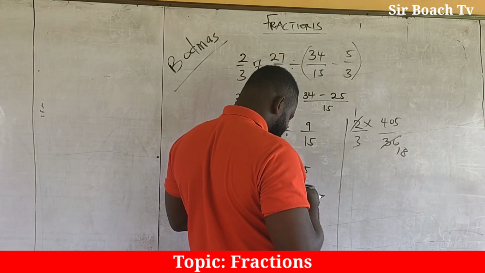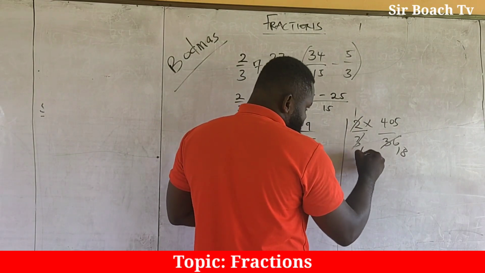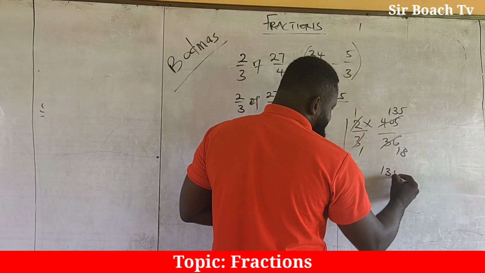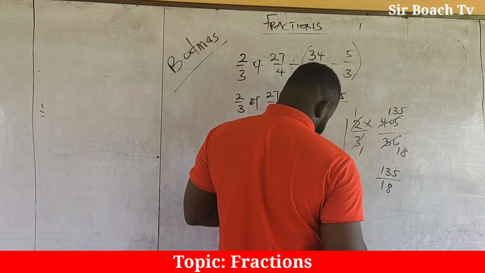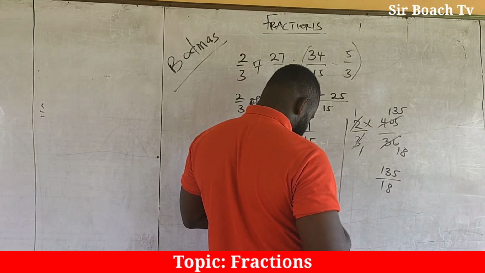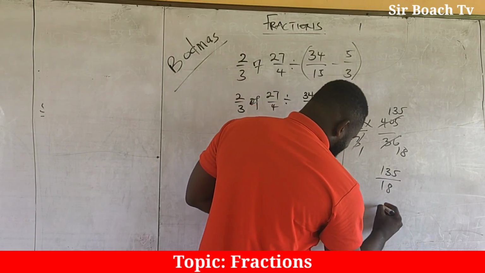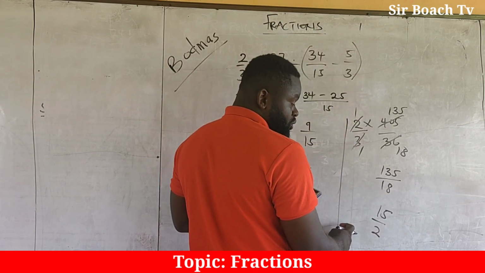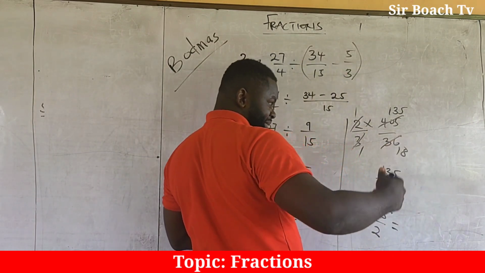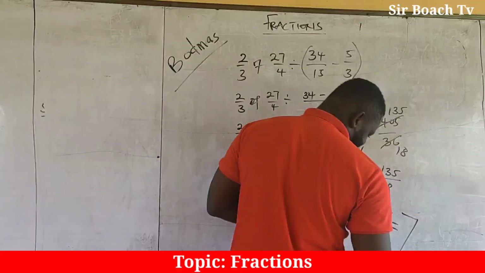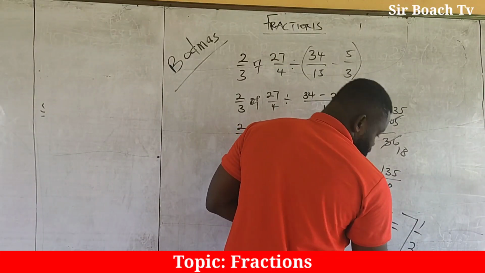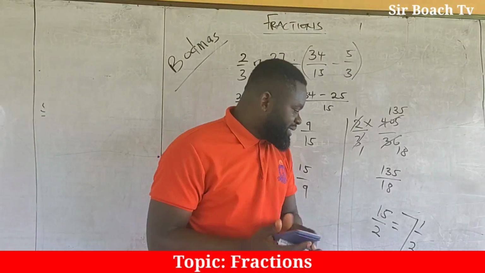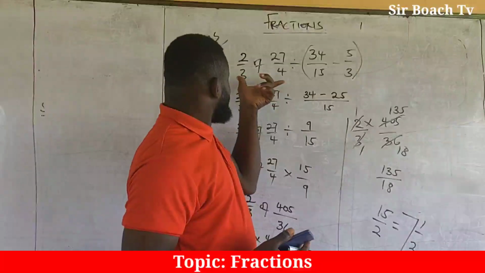Now let's see if 3 also cancel here 1. You cancel here 135 times. Now I'm getting 135 over 18. And the final answer will give us 15 on 2. When we cancel out, we get 15 on 2. When we are writing it in a mixed fraction, we are going to get 7 whole number 1 over 2 to be our final answer. So that is our final answer for this one.